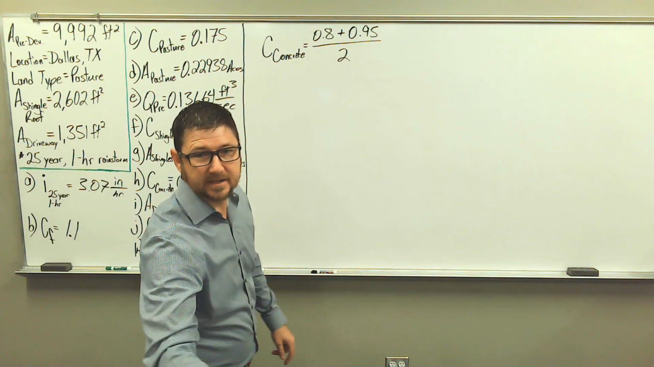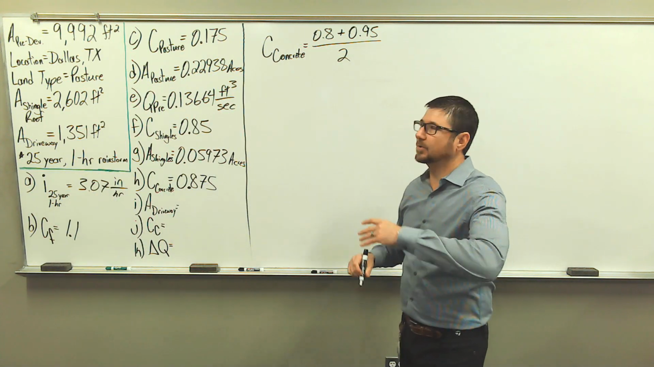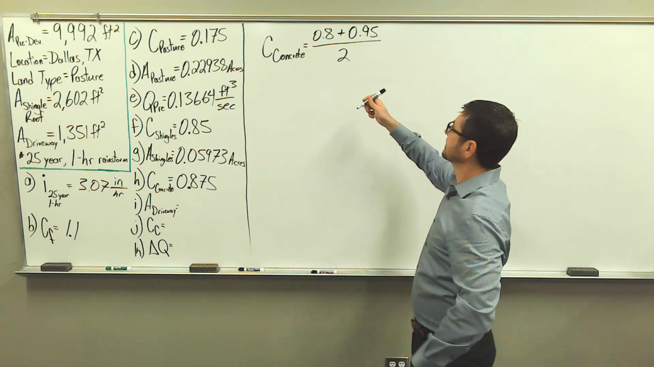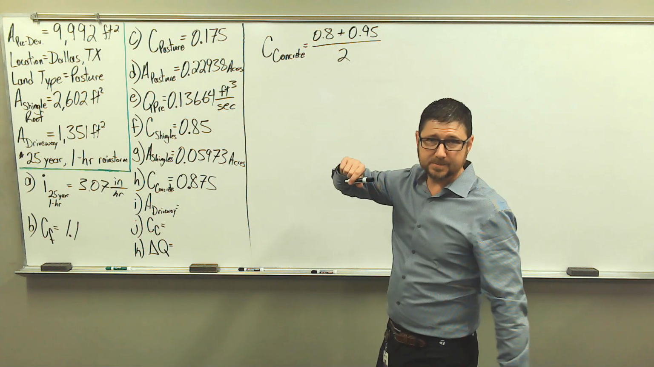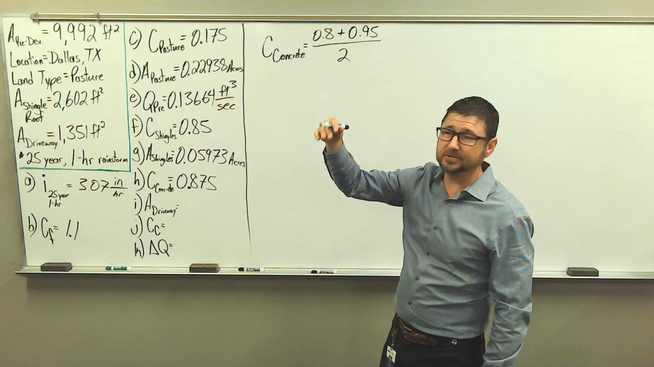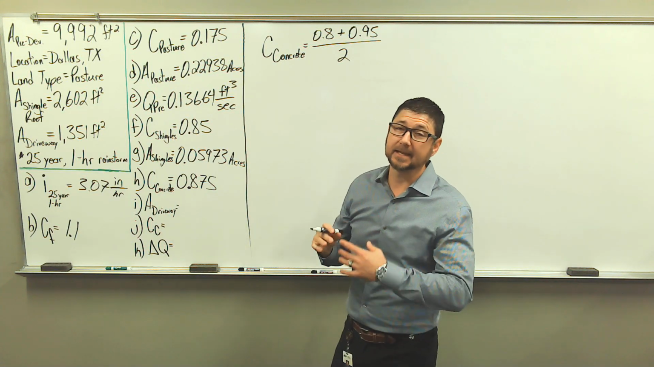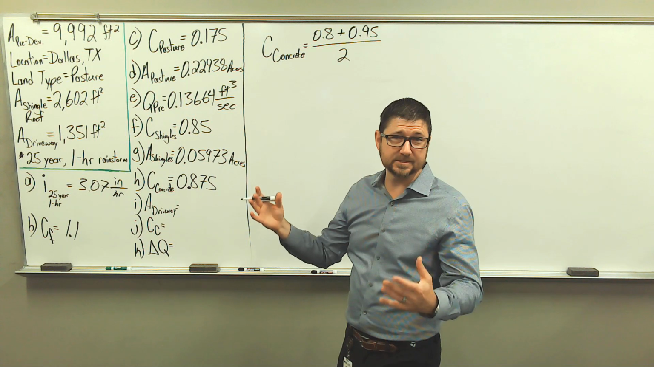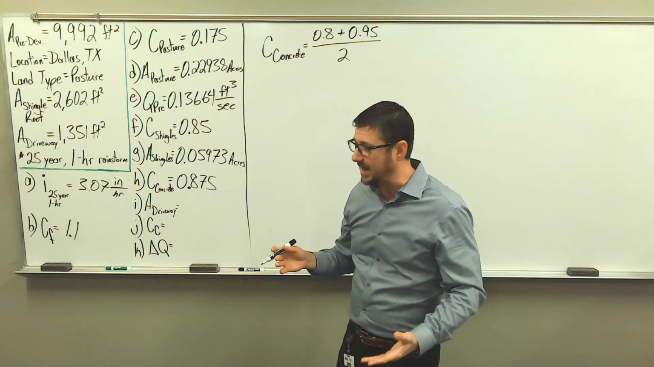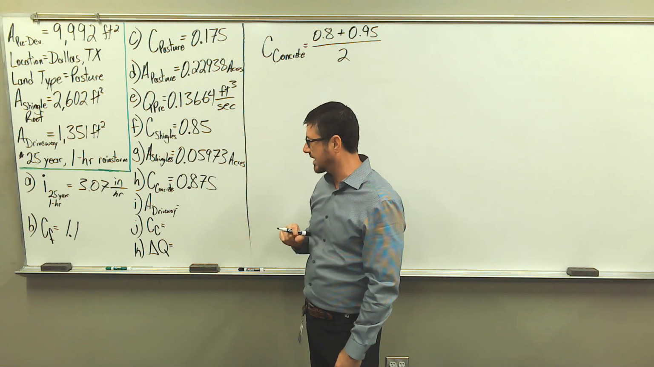Okay, all right, so our average value, our lower end is 0.8, upper end is 0.95. We're going to add the two values, divide by 2. Our average is 0.875, and once again, I just want to say that it is a unitless value. We just have a numerical value.